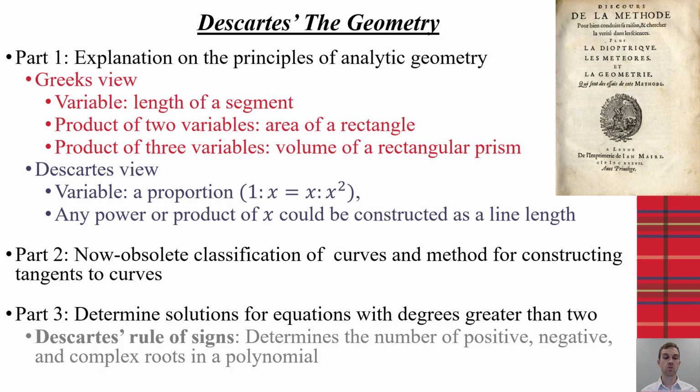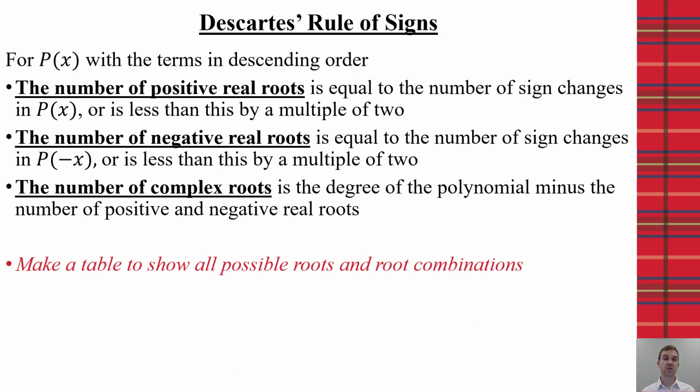And that's where we get Descartes' rule of signs, which states that the number of positive, negative, and complex roots can be determined. Now, the way we do that is that we can look at the number of sign changes in p of x to determine the positive roots. We can look at the sign changes in p of negative x to determine the negative roots. And then what is left over has to be all of the complex roots. We do have to pay attention, though. Once we get our maximum number of sign changes, the possibilities can also decrease by 2 until we have either 0 or 1 possible solutions. So what I do is I make a table to represent all the possible solutions and root combinations once I've determined the number of positive and negative roots.